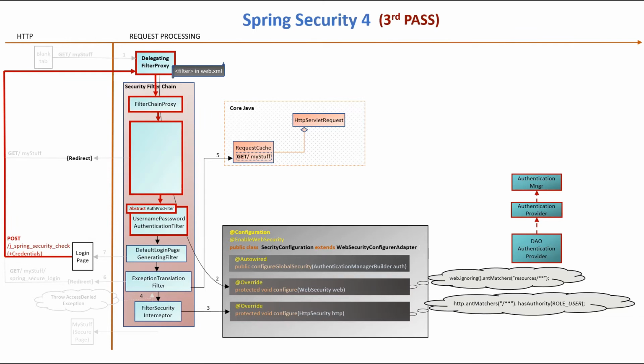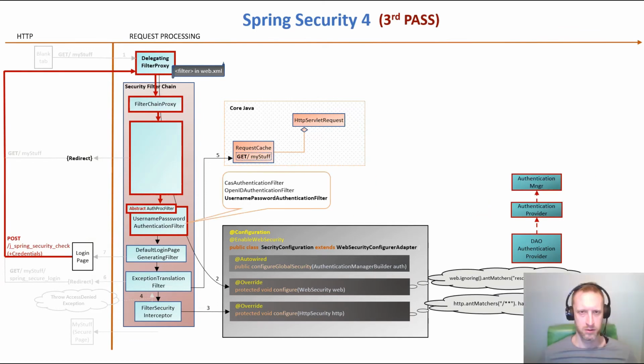So, abstract authentication process filter can be extended by a few different classes. The CAS authentication filter, which is for single sign-on, the OpenID authentication filter, which is an open source authentication framework that allows you to use the same credentials on multiple sites, and the username password authentication filter, which is just the classic method of storing your username and password on your site, and it's what I'm using in this demo.